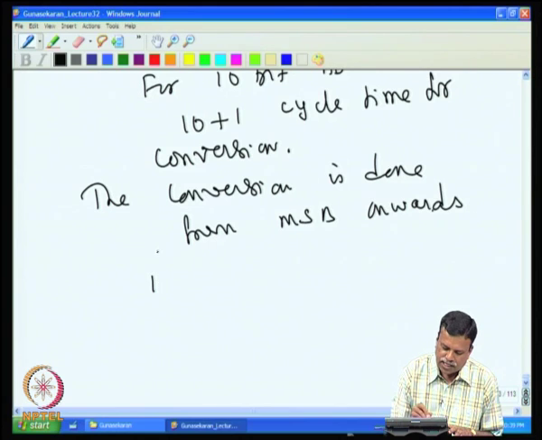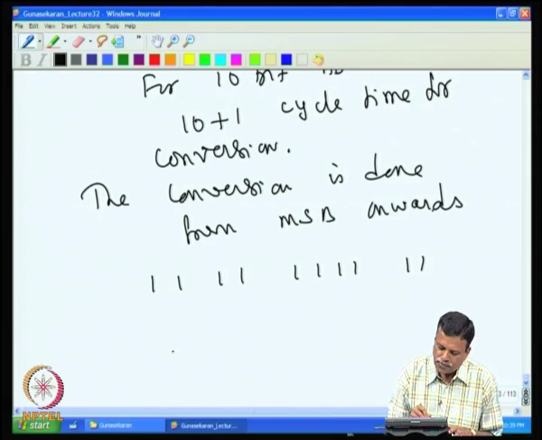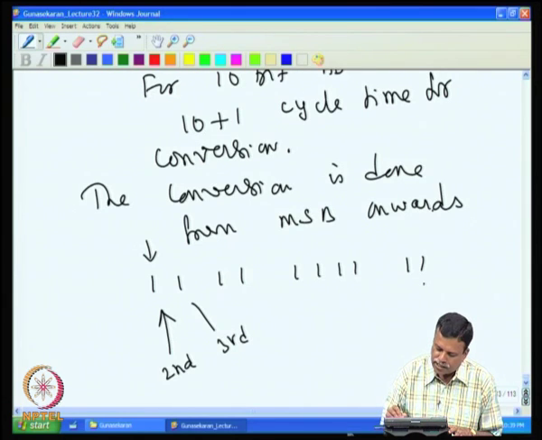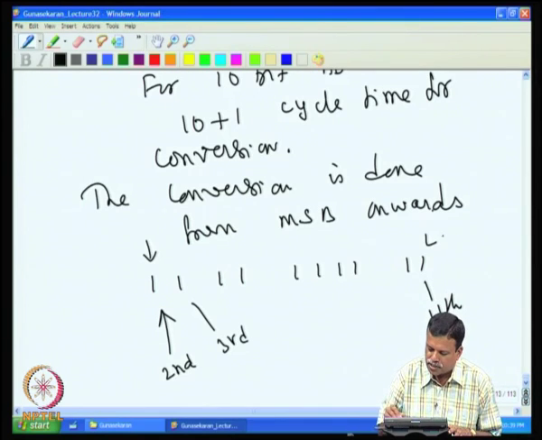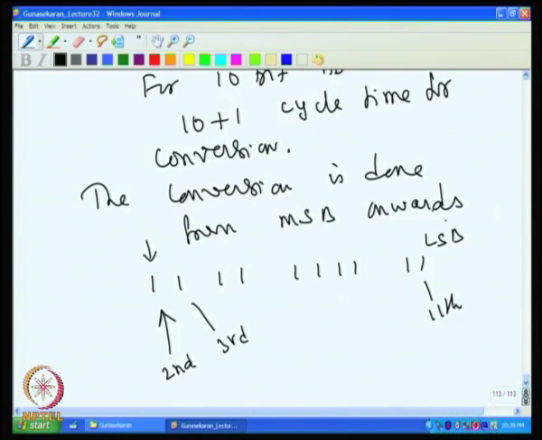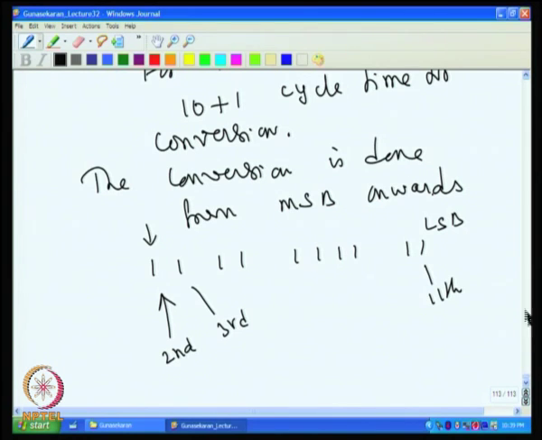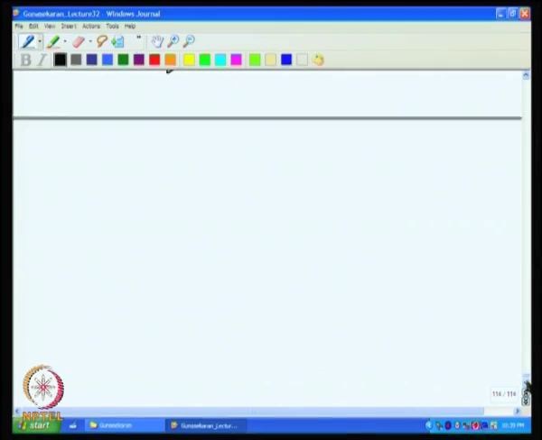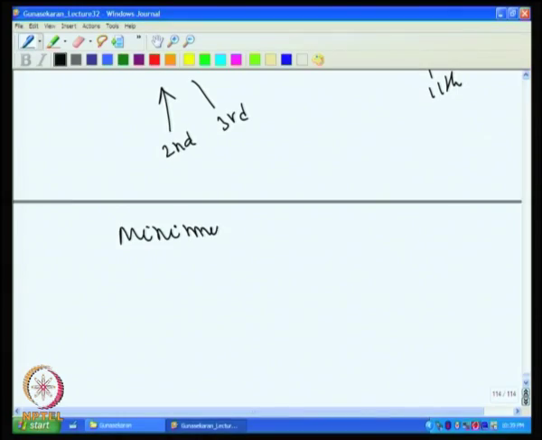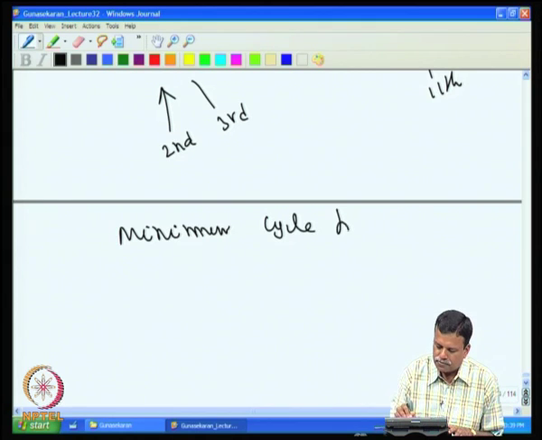So, at the end of the second cycle, if you take a 10 bit converter, this bit is ready, and in the third cycle this is ready, and then in the 11th cycle the converted bit, the LSB, is ready. Each cycle takes a minimum time specified by the manufacturer. In this case, the minimum cycle time is 2 microsecond.